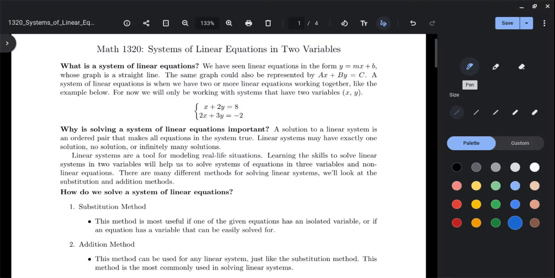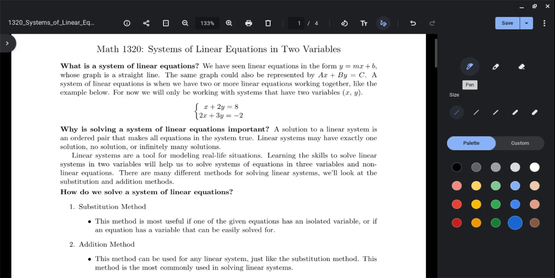Hi everyone! In this video, we are going to be looking at systems of linear equations in two variables, and specifically, how do we go about solving these systems? So first we need to know what a system of linear equations is.